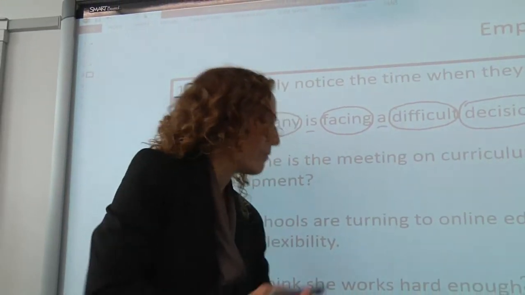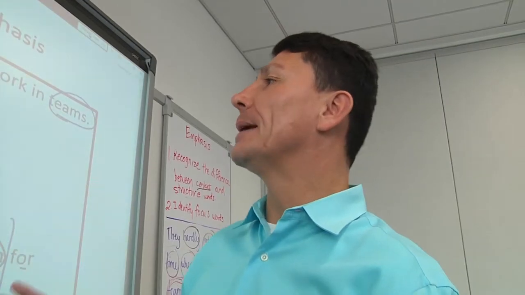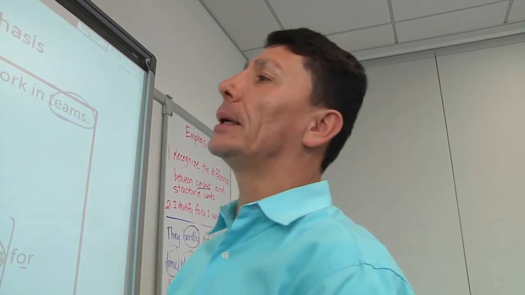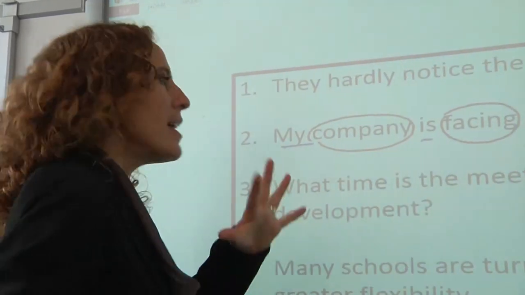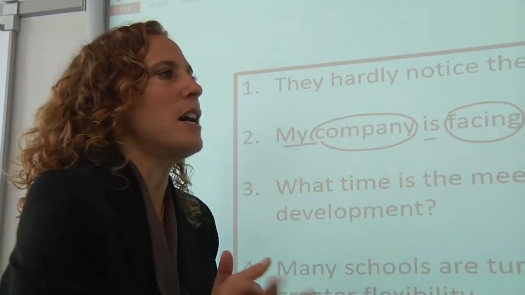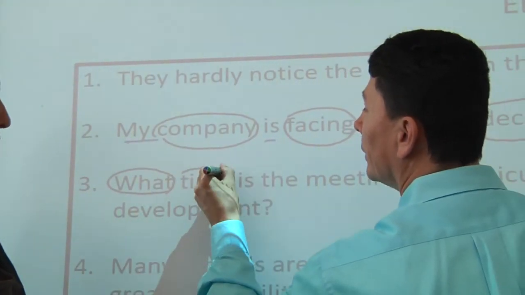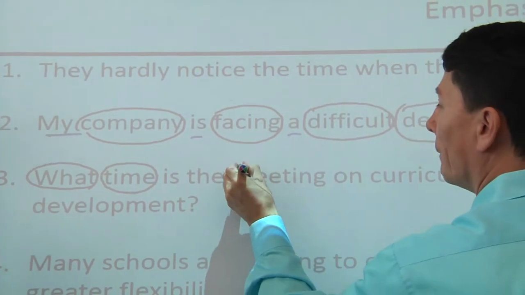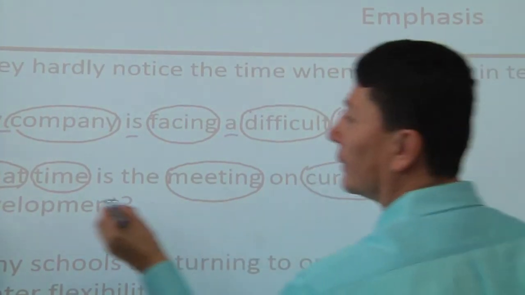Now, look at number three. Read that to me. What time is the meeting of curriculum development? Good. Again. What time is the meeting of curriculum development? Okay, so I see we need some help. Here's the pen. Circle the content words. What is the question word? Time. Meeting. Curriculum. And development.